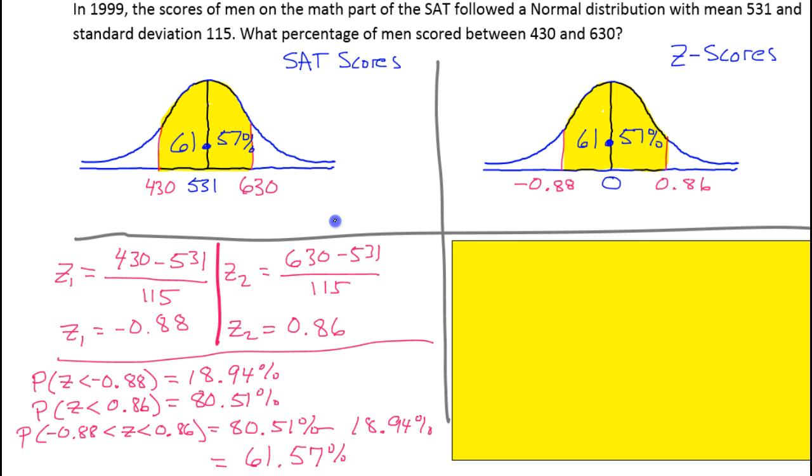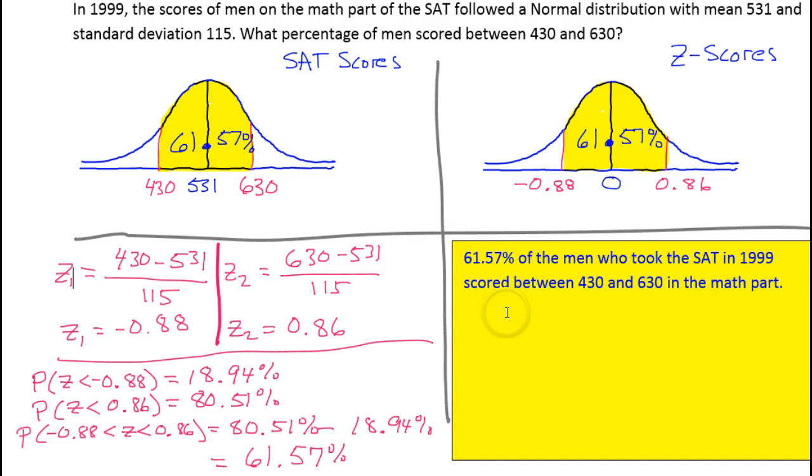Now, before we call it a day, anytime you're doing a real world problem, you shouldn't just give a single numerical answer. Instead, what you should do is write a sentence that includes the context. It's got to mention what the problem was about. So your final answer might sound something like this. 61.57% of the men who took the SAT in 1999 scored between 430 and 630 on the math part.